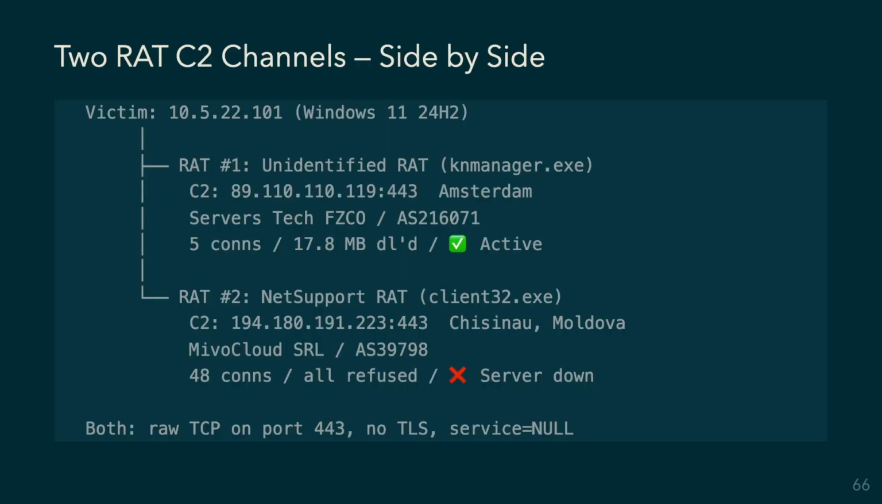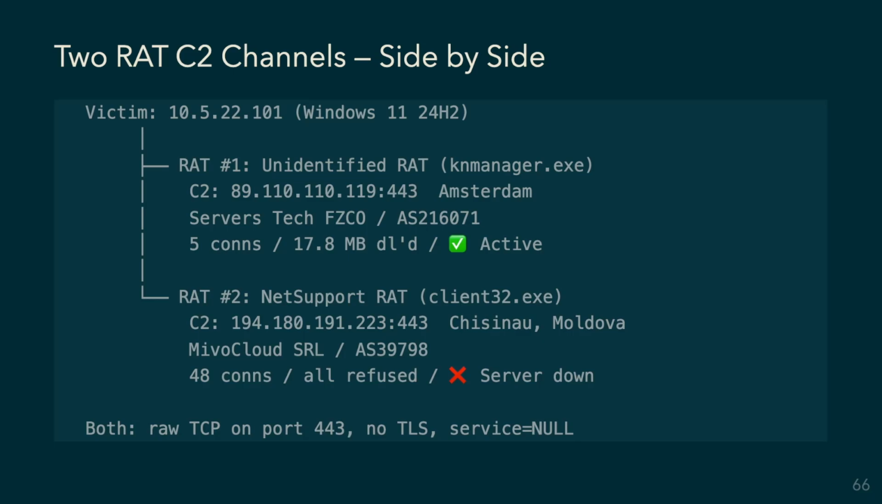Per the Zeek logs, there are 2 C2 channels running in parallel from the same victim machine. RAT1, which is the unidentified RAT, that's the knmanager.exe. Its C2 has the 89 IP address, that's the one in Amsterdam that's also registered to UAE. And the second line is the second RAT.